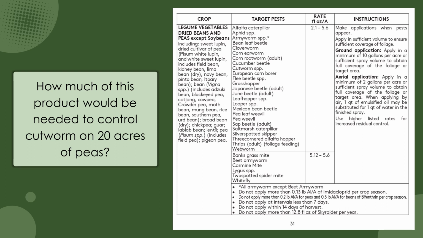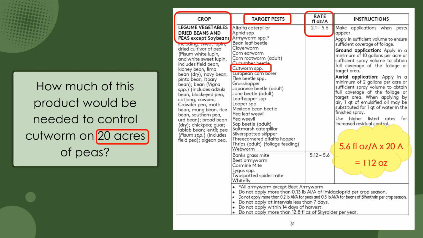How much of this product would be needed to control cutworm on 20 acres of peas? All right, well, we're going to find our peas under the many pages of crops included, I'm sure. Then we look at the target pest, and we are looking for cutworm. And then we need to find out how many fluid ounces per acre this is going to take. Here it is. So here's our pea crop. Okay, there's the cutworm. And now we see that the rate is a range, 2.1 to 5.6. Well, if you took the maximum there, you can see that 5.6 ounces per acre times 20 acres is going to be 112 ounces.